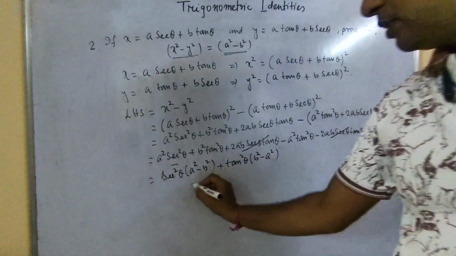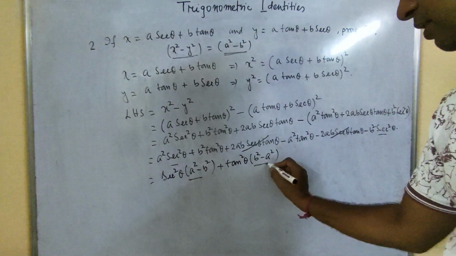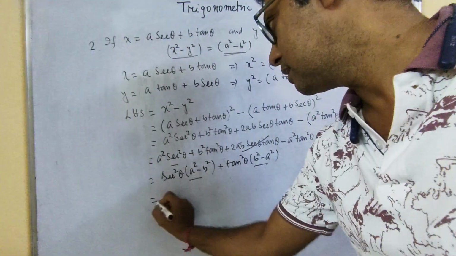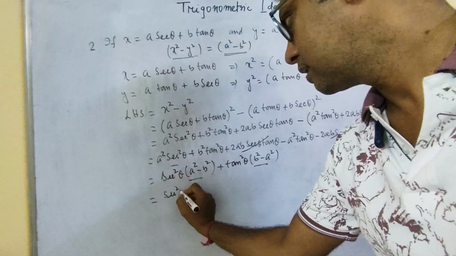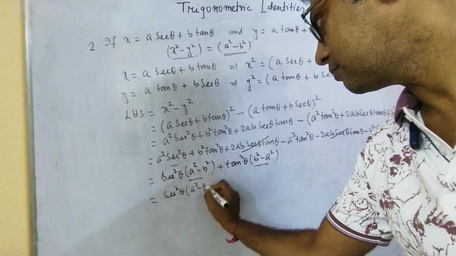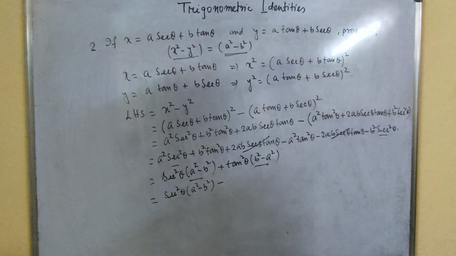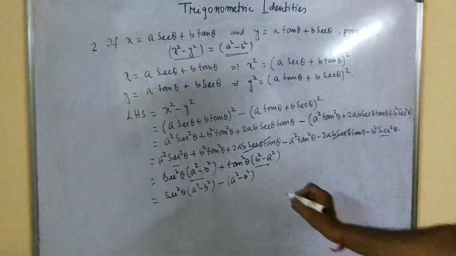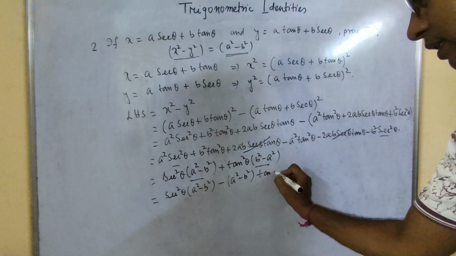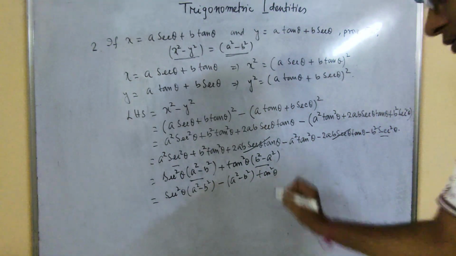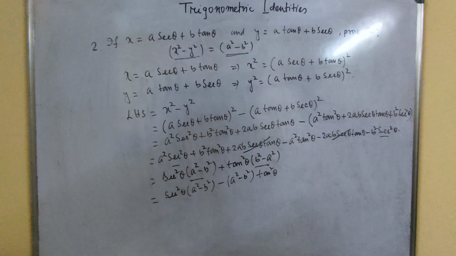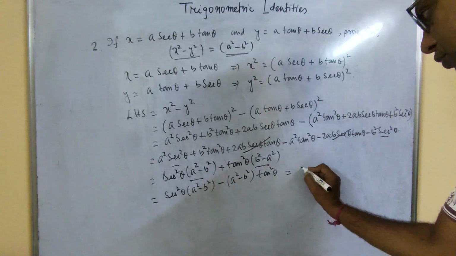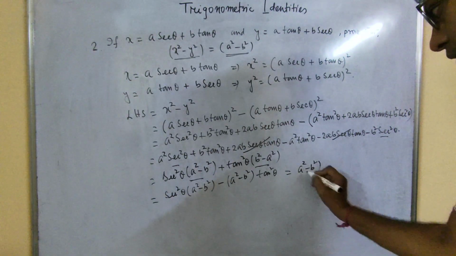Now from these two terms, a square minus b square and b square minus a square, we can arrange it by taking a minus common. So we may write sec square theta into a square minus b square, minus a square minus b square tan square theta, fine. So a square minus b square is common here from both the terms. So a square minus b square taken common.